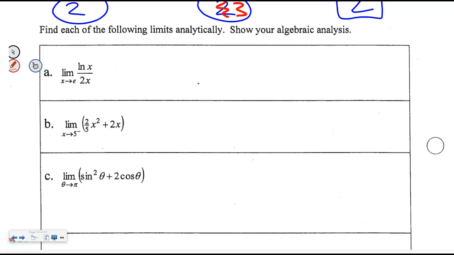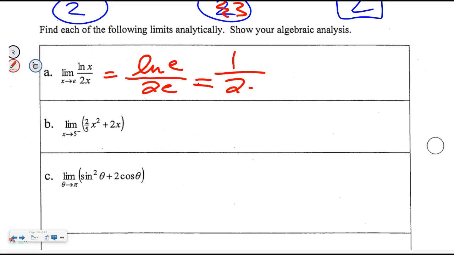Bottom. Be it cancel or not, and we'll cover both. But when I plug this in, I get ln e over 2e. ln e is what from your test? Most of you got it. It's 1. 1 over 2e is valid.